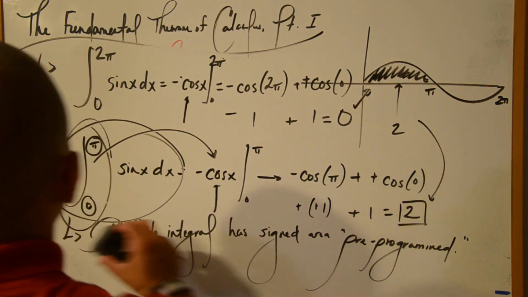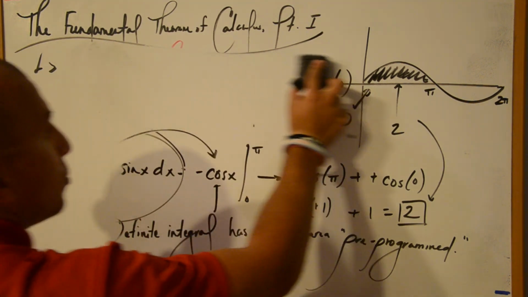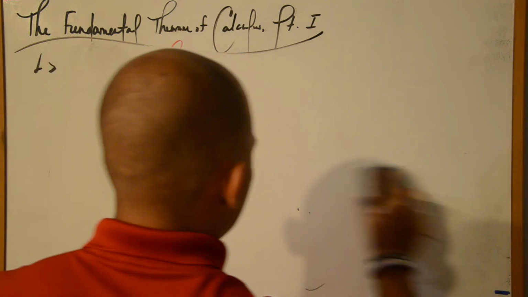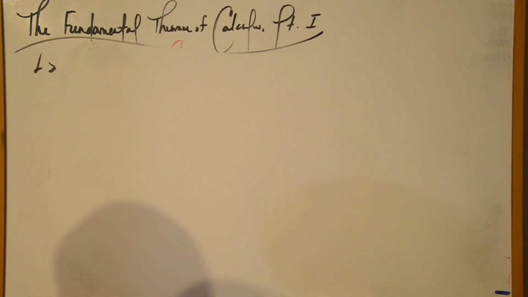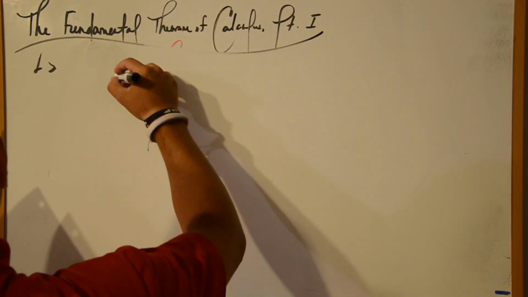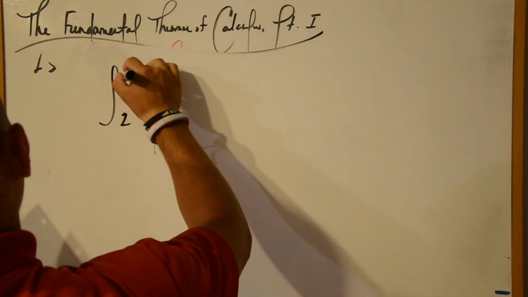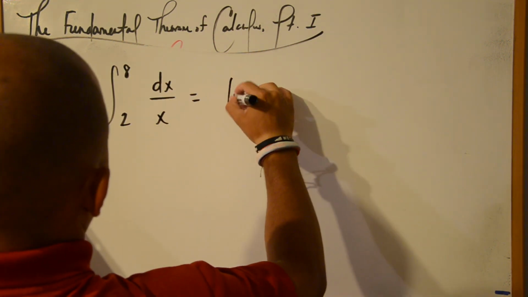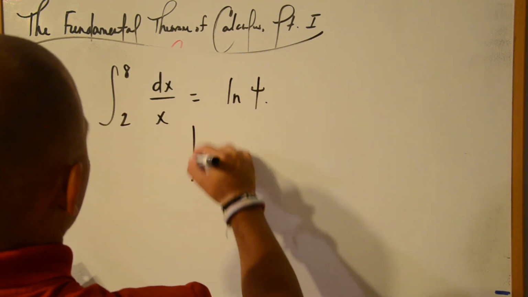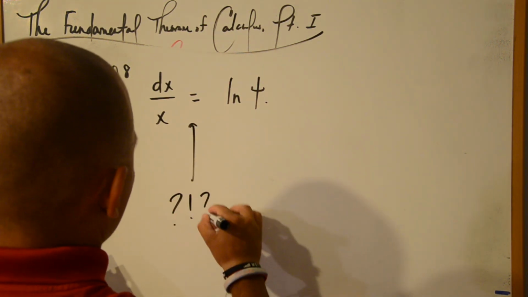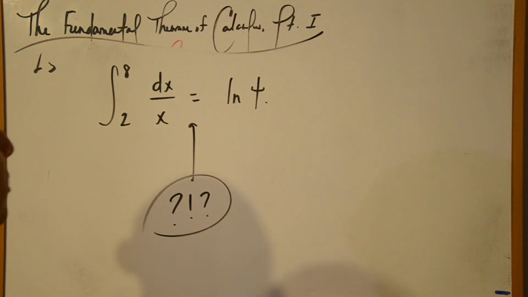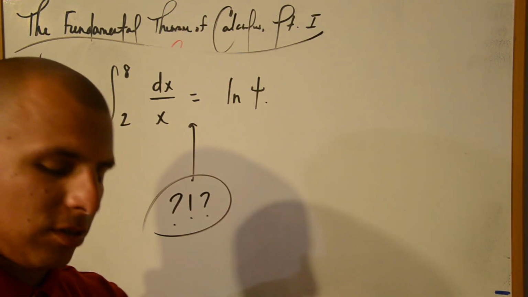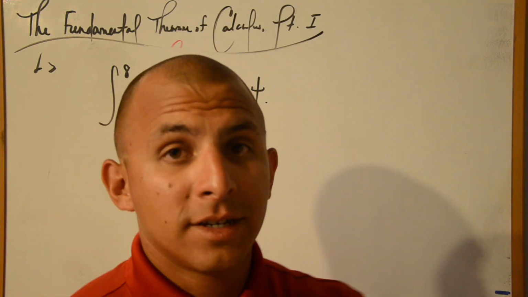It's a quick video, but I'm going to leave you with one to do on your own. The integral from 2 to 8 of dx over x. Final answer is natural log of 4. What mysteries await in between our integral and the final solution? I'll leave that for you. Good luck. See you at part 2.